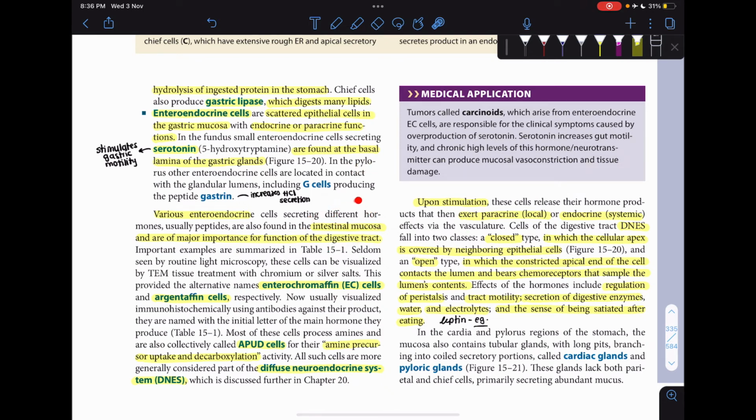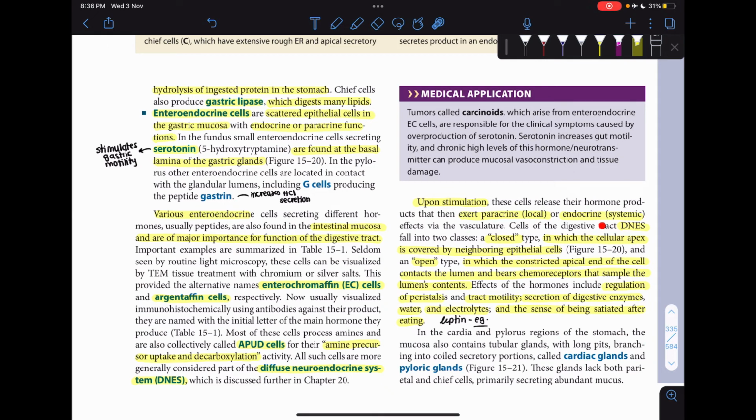An example of the enteroendocrine cells that are found in the intestinal mucosa is enterochromaffin, argentaffin cells, APUD cells, which are the amine precursor uptake and decarboxylation. We also have the diffuse neuroendocrine system, which is the DNES. Upon stimulation, these cells release their hormone products that then exert either a paracrine effect, a local effect, or an endocrine effect, a systemic effect on the rest of the body via the vasculature.